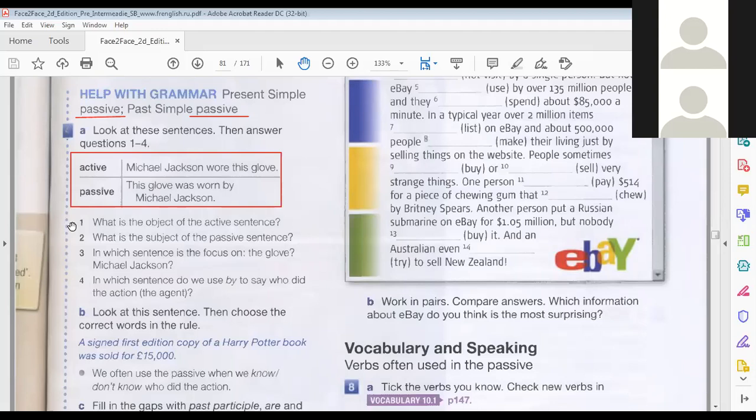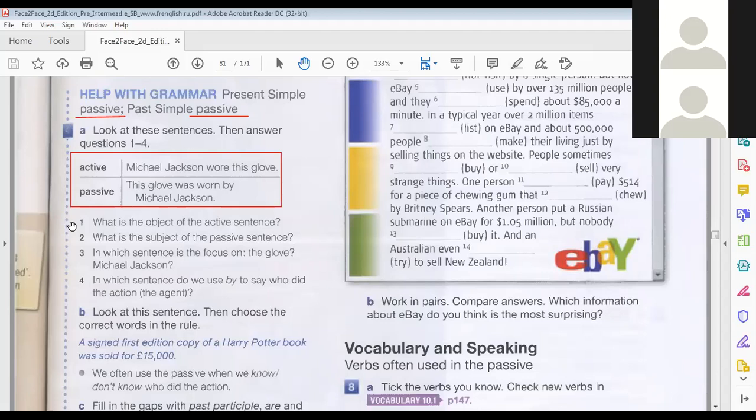Michael Jackson. Okay. Now, number 3, it says, in which sentence is the focus on the glove, and in which sentence is the focus on Michael Jackson? Passive on the glove and active on Michael. That's it. So the focus on the glove is in the passive, the second one, and the focus on Michael Jackson is the first one, the active, right?